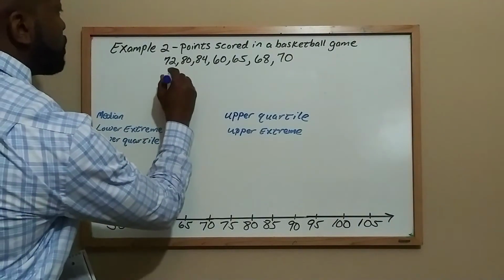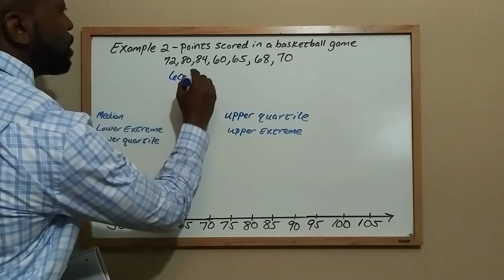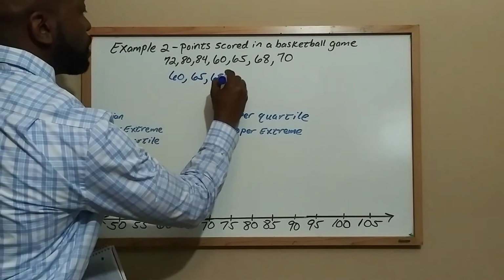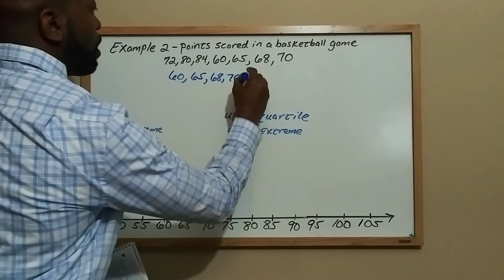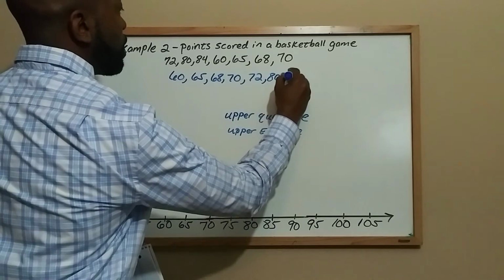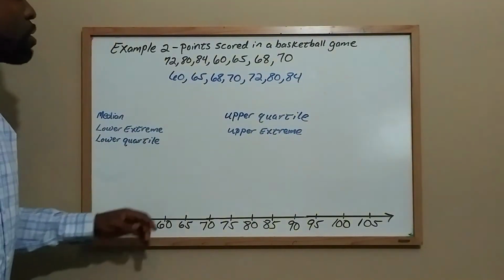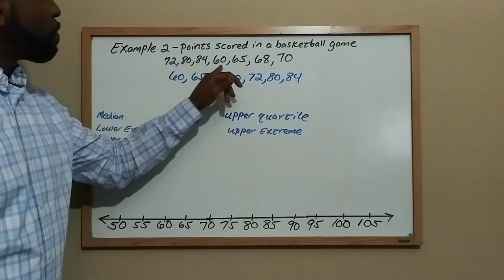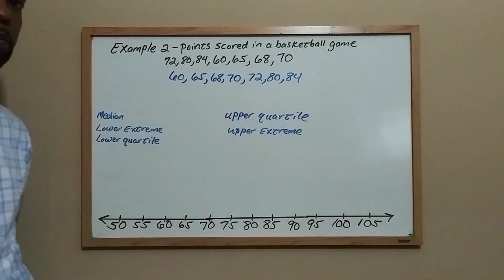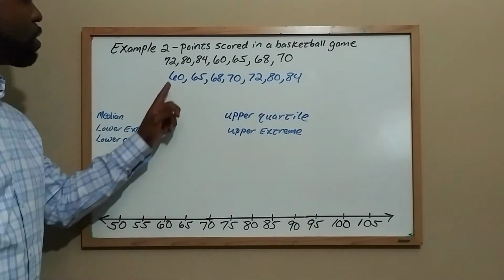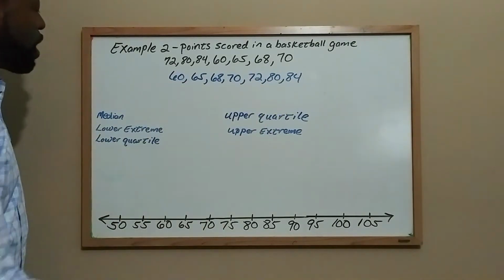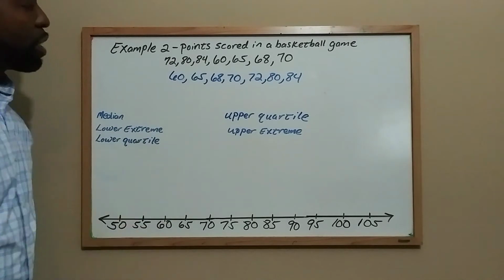So we'll have 60, 65, 68, 70, 72, 80, 84. Alright. So we started off with 1, 2, 3, 4, 5, 6, 7 numbers. So when we put them in order from least to greatest, let's make sure that we have 7 numbers. 1, 2, 3, 4, 5, 6, 7. Alright. So now we need to find the median for that data set.